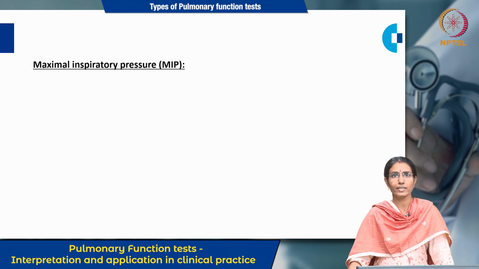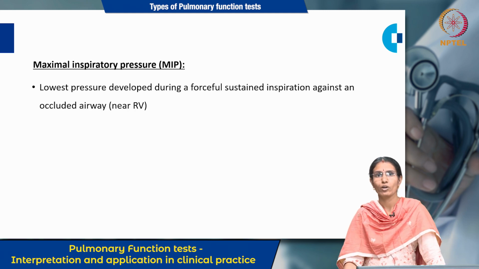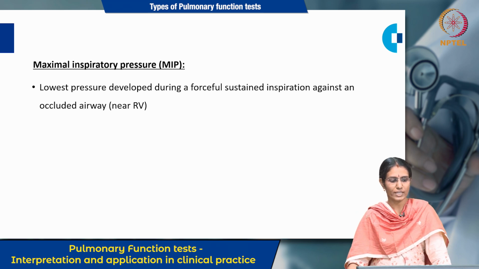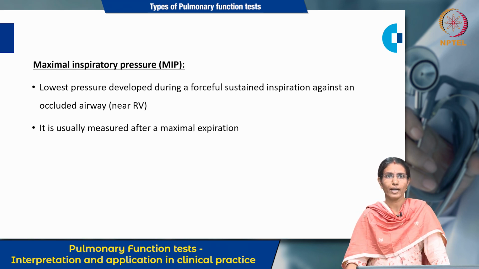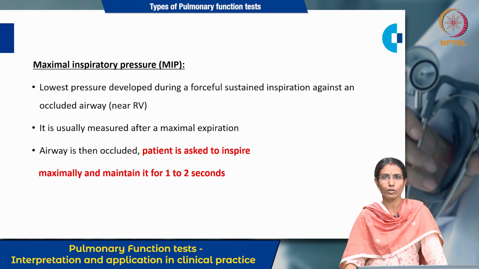Let's see about the maximum inspiratory pressure. Maximum inspiratory pressure refers to the lowest pressure which is obtained during a forceful sustained inspiration. And how do we do this? Patient is asked to take a maximum expiration first, after which the airway is occluded and the patient is asked to inspire maximally and maintain it for a few seconds, for 1 to 2 seconds.